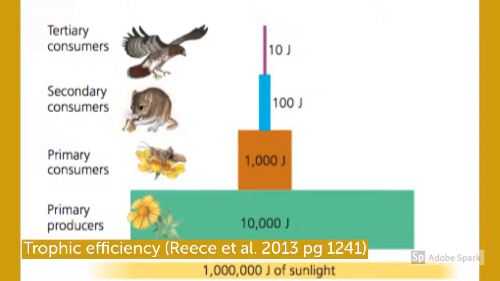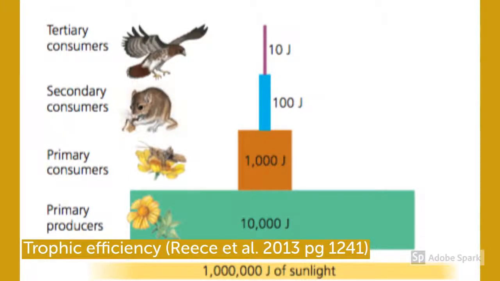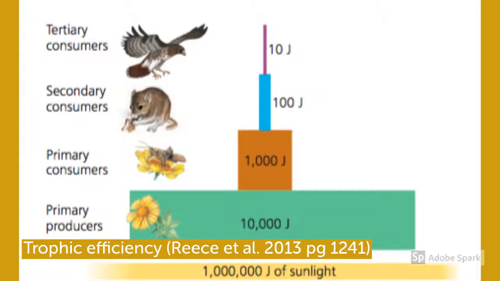Now looking at these values and trying to piece everything together and make sense of this a bit more, you see here that they have 1 million joules of energy from the sun striking Earth's surface. So now this energy is used by the primary producer, but this primary producer only can use 1% of these joules for transfer to the next trophic level.